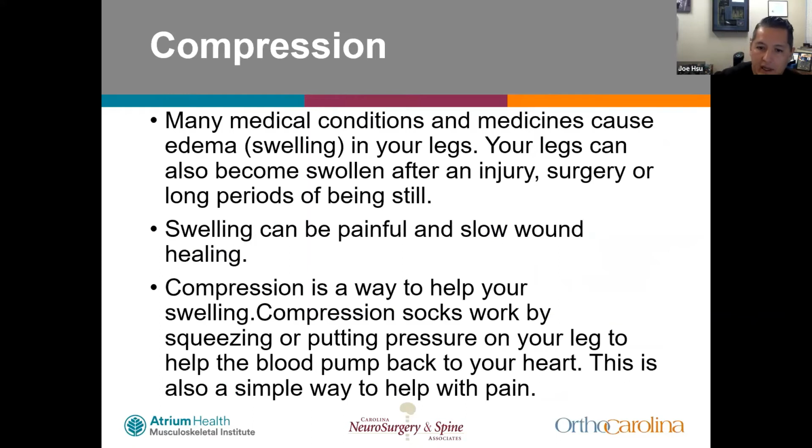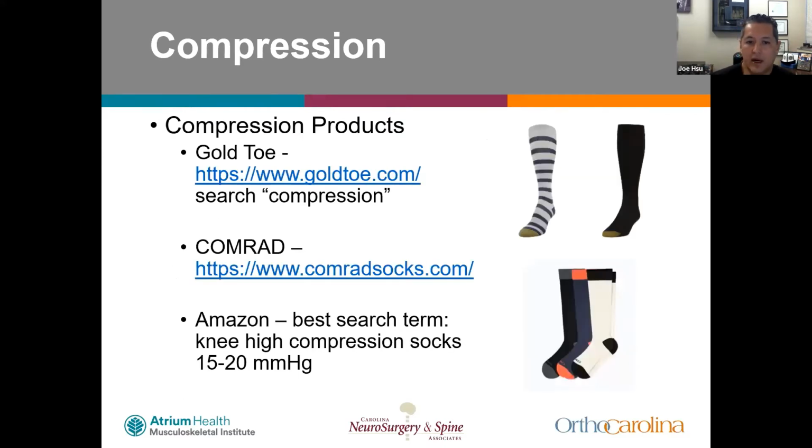Compression, believe it or not, actually has some reasonable, not high level data, but lower level data that it can actually help. And for those of you who've had a condition or an injury that's resulted in edema or swelling, you know that it can actually contribute to the pain. There are a variety of different ways that this can be done. These are some of the patient facing words that are in our compression handout that can be made available to you as well. And these are some of the products that are available online.